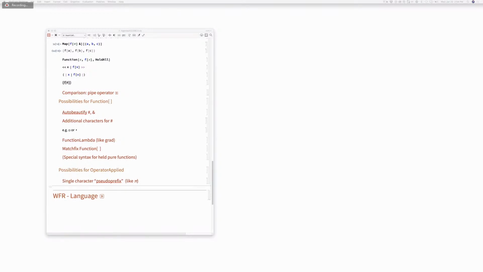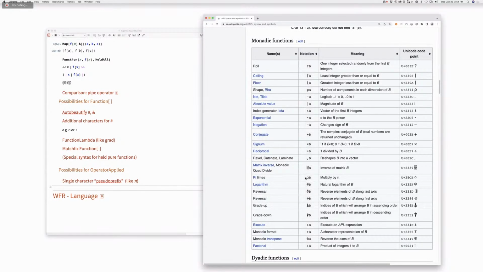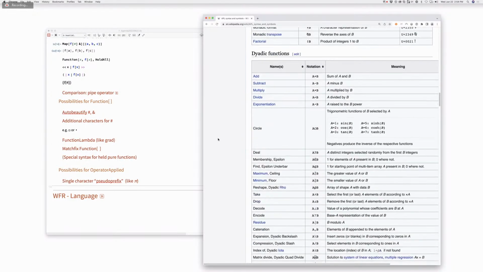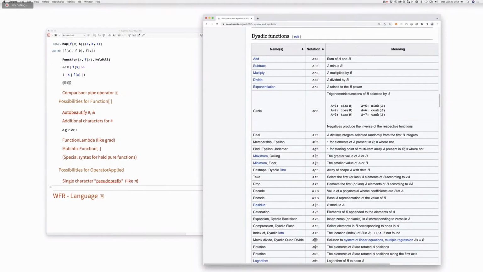I'm just looking at an APL table here. Oh gosh, I remember that one. Multiply by pi. Yeah, grade up and grade down. Those were okay. That was crazy. What the heck is that? Okay. Some of these are just completely bonkers. I mean, these are also rendered in a much more reasonable way on Wikipedia than they are in the book. Well, okay, let's look at the dyadic case. The value of polynomial. No, that's crazy.